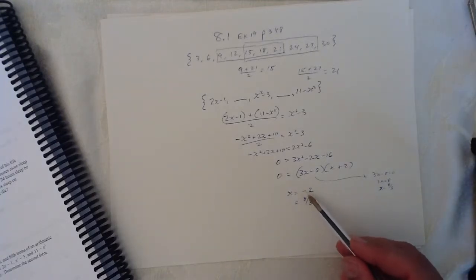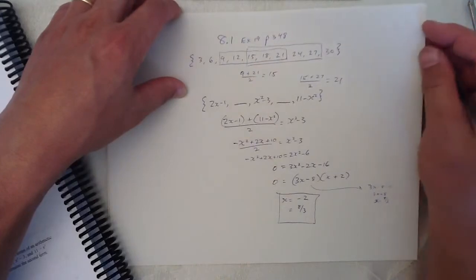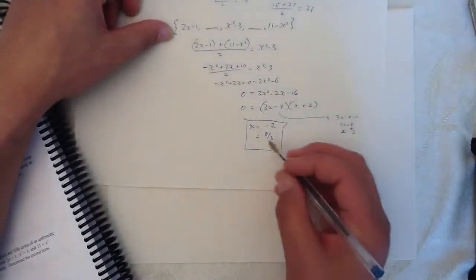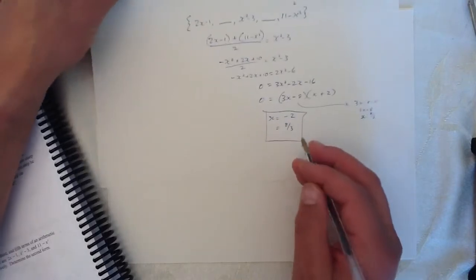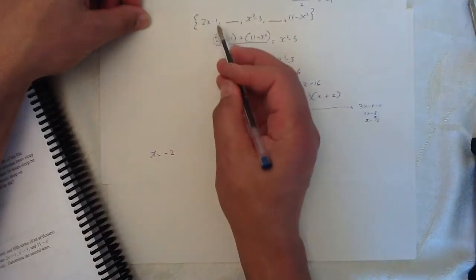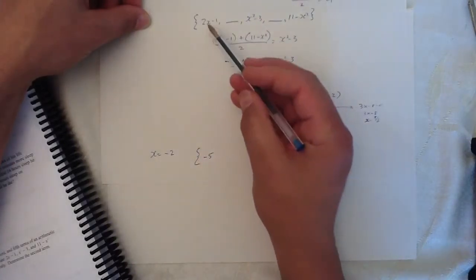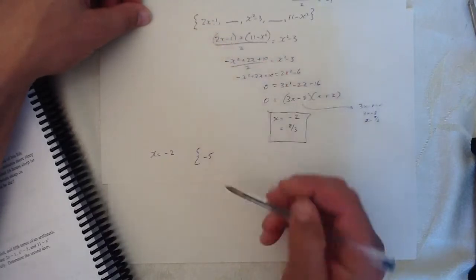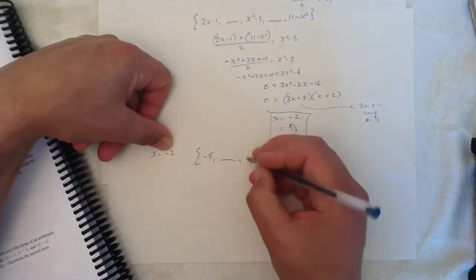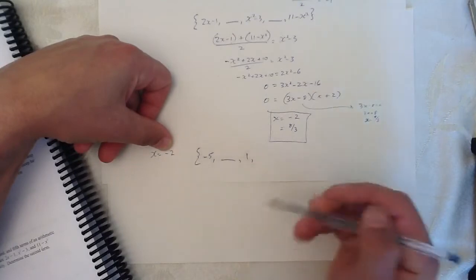Let's do the easy one first. Those are my 2 solutions for x, by the way. So we need to plug that into the formulas to figure out what d is and to figure out what the second term is. So if x equals minus 2, this one, 2x minus 1, is minus 4 minus 1, which is minus 5. Right? 2 times minus 2 is minus 4. Minus another one is minus 5. Something. x squared minus 3: that squared is 4, minus 3 is 1. And 11 minus x squared is 11 minus 4, which is 7.